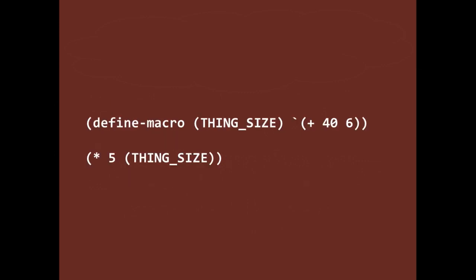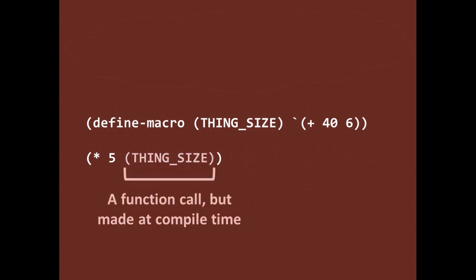So here is an example of how we might do this. We just define a macro called thing size. I haven't done all of the other bits there. And that backtick there just says we would want to quote this bit of code. You'll see that operators here actually come first because there's a very regular structure here, which is function name and then arguments.